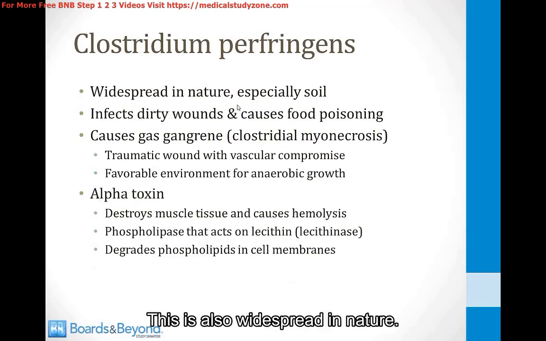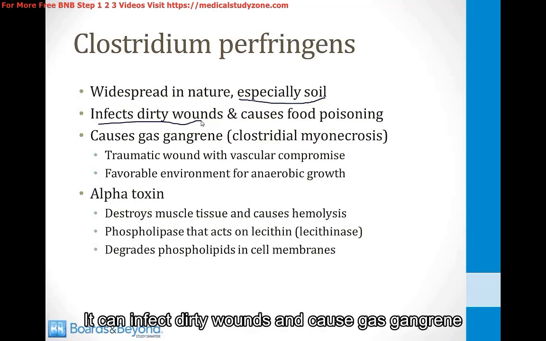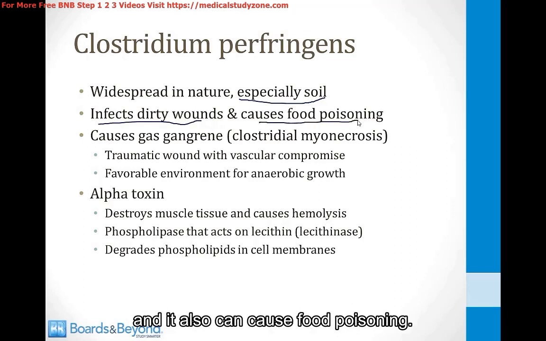Clostridium perfringens is the next Clostridium we'll discuss. This is also widespread in nature. It's especially found in soil. And this can do two things. It can infect dirty wounds and cause gas gangrene, and it also can cause food poisoning.